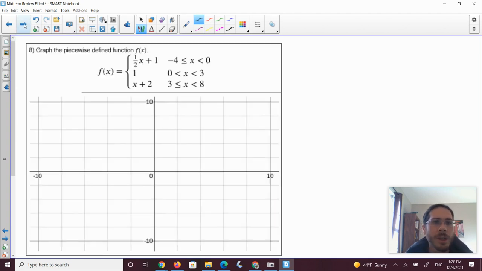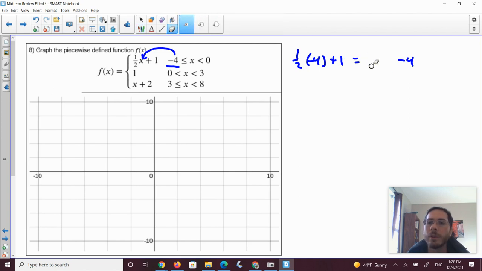For number 8, graph this piecewise defined function. So it's been a while since we did the piecewise functions. But remember, we want to take our endpoint and we want to plug it in for the x value. So we have 1/2 times 4 plus 1. Half of 4 is 2. 2 plus 1 is 3. So I need to put down the point. Oh, we have to do -4. So half of -4 is -2. -2 plus 1 is -1. I think I caught that. All right, so we have -4, -1 as our first point.